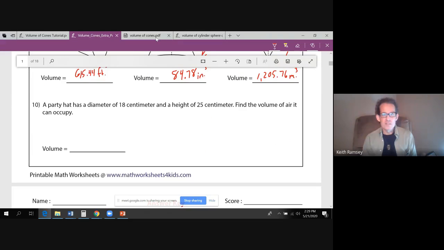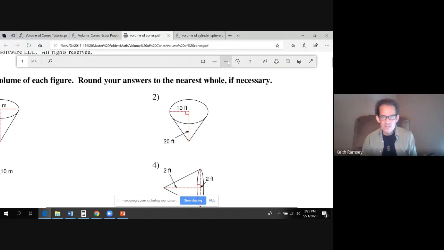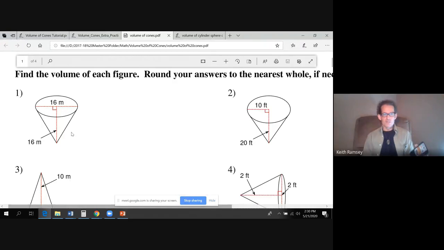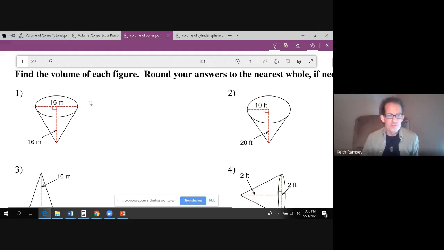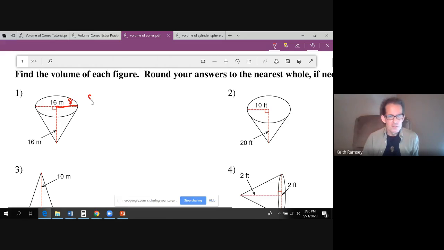Okay, let's look at a few more examples here. I'm going to make this a little bit bigger because it looks kind of hard to read. All right, find the answers rounded to the nearest whole for the volume. So for number 1, I have a diameter of 16, that would mean that the radius should be half of that. So I know half of 16 is going to be a radius of 8. Okay, so I'm going to have 8 to the second power times pi.